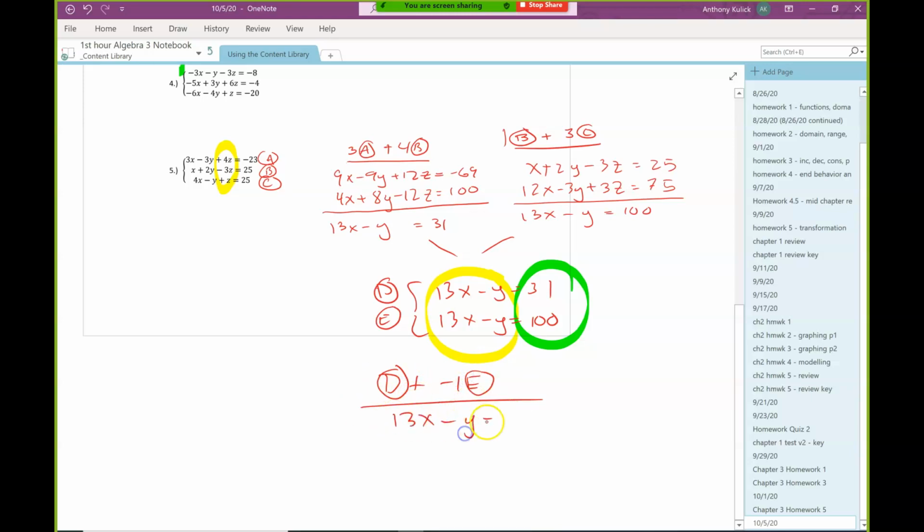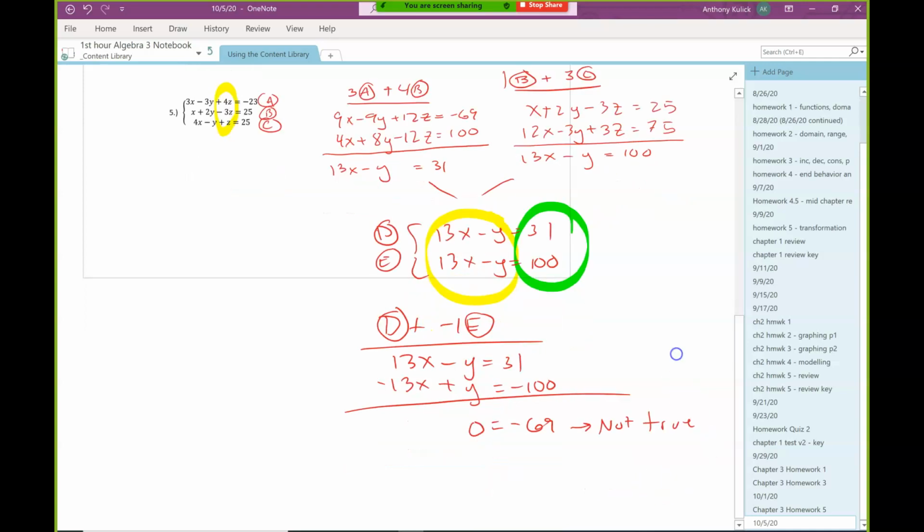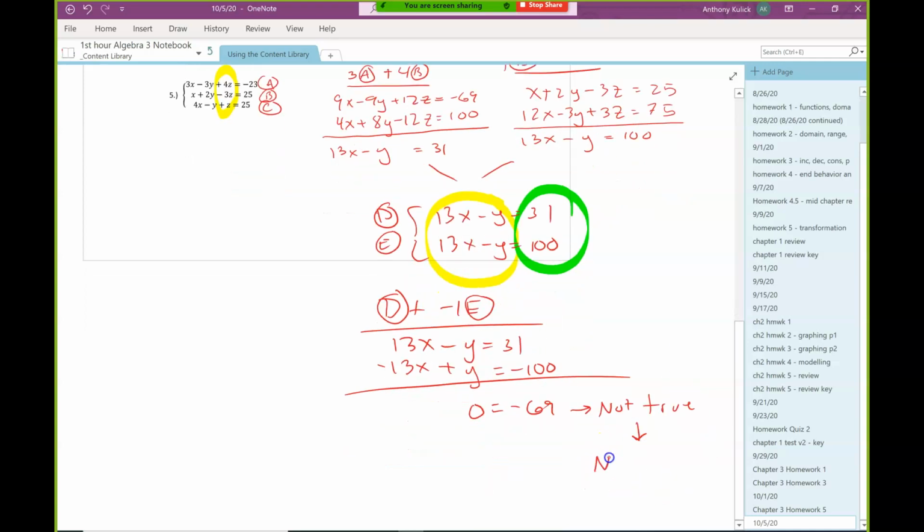So D I didn't change, and then -1 times E just switches all the signs. So when we add down, 13x and -13x give us 0. -y and +y give us 0. And then -31 gives us -69. This is a false statement. When we're left with a false statement like that, that just indicates to us that there is no solution.